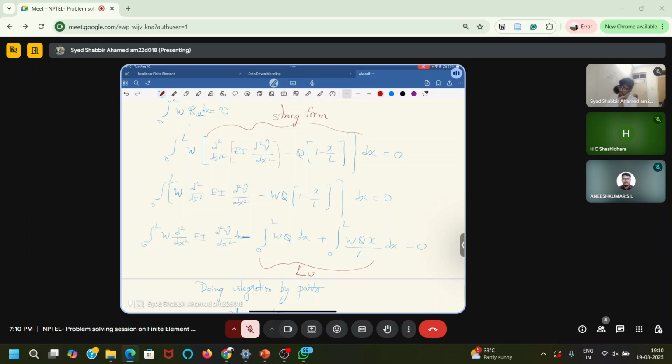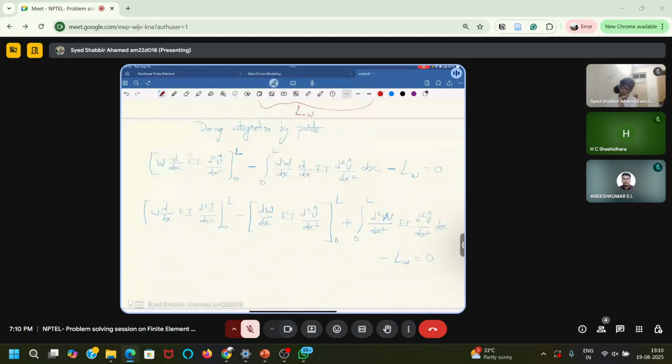Now, finally, after doing integration by parts two times, you can see that in the equation which we are getting at the end, all the terms have only differentiating v only twice. So the requirement on the differentiation of v is reduced. So that's why we call this a weak form.